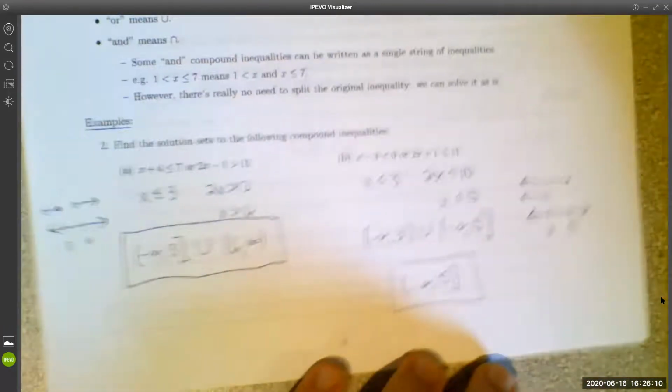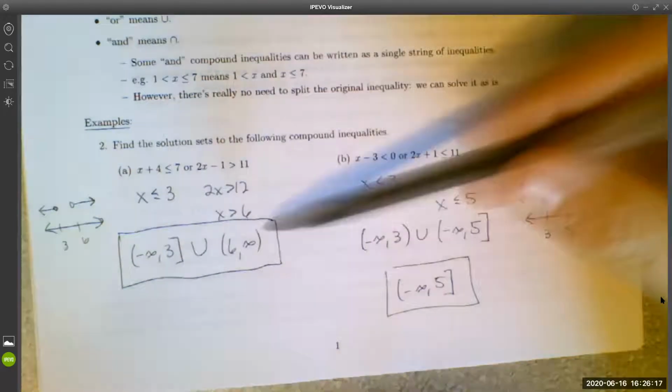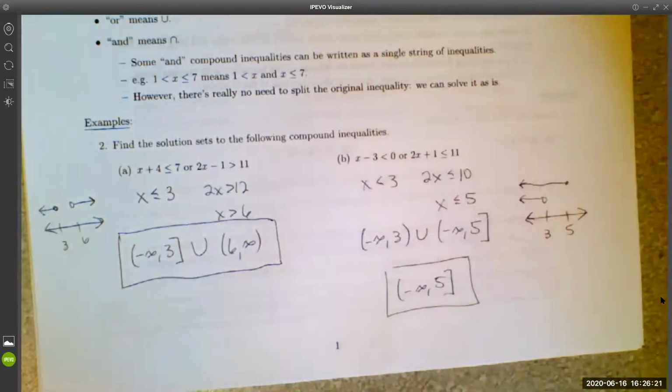Okay. Aren't you glad we talked about unions and intersections earlier on in the course? I sure am, because now I don't have to take the time to explain why the union of these two things is this thing. Hopefully you remember that from the sections that we covered yesterday.